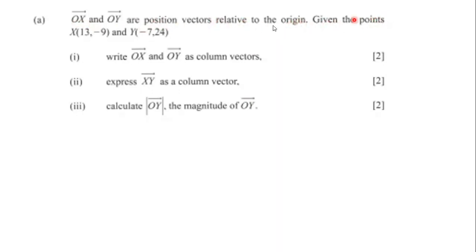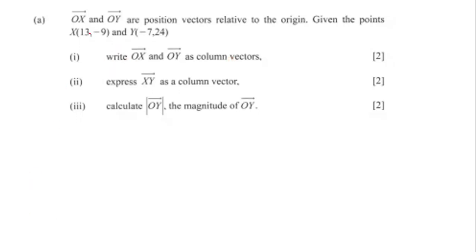And they say, given the point X, the coordinates for this point X are 13 and -9, and given the point Y, the coordinates for this point are -7 and 24. So this is the information that they're giving us. Now we want you to simply write what OX is as a column vector and write what OY is as a column vector.